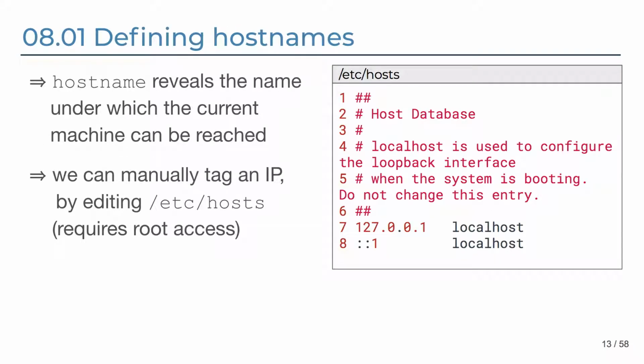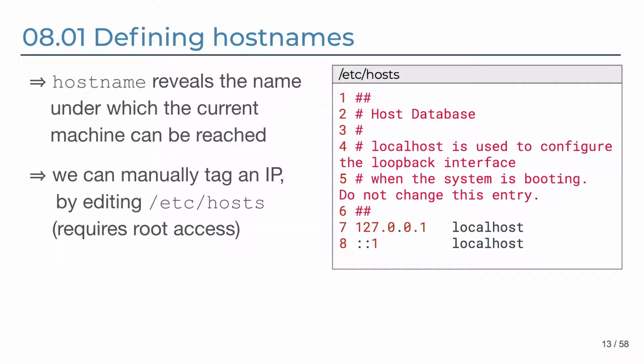So let's see how this works. The easiest is just defining our own host name. We can do this by editing a file on our computer. However, you need root access, so this is mostly when you're working on your own machine. You can't edit that on the department machines. It's stored in /etc/hosts. And what you do is just type the IP address and then give it a host name.